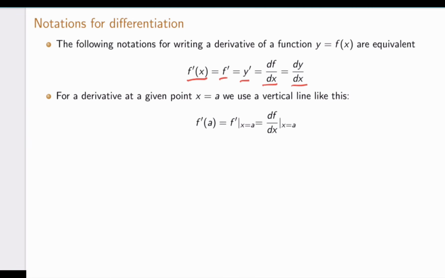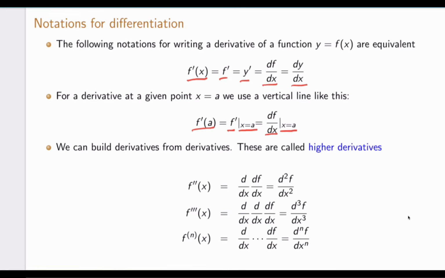Now if we evaluate a derivative at a point x is equal to a, we use a vertical line. So f prime of a can be written as f prime and then the function evaluated at x is equal to a, or df by dx evaluated at x is equal to a.